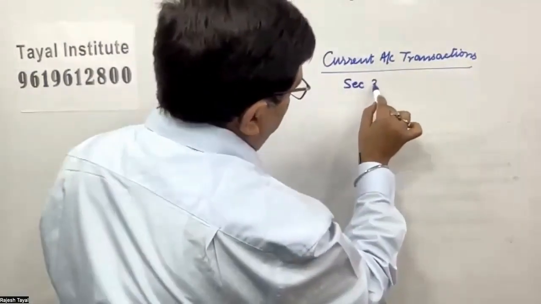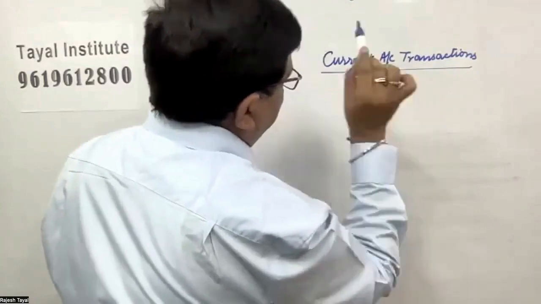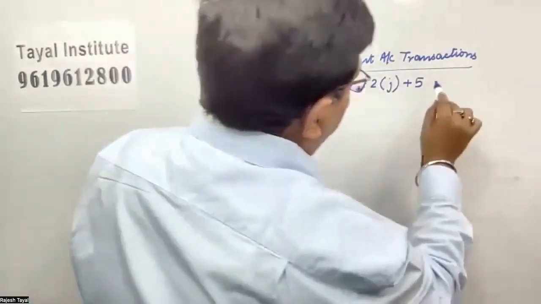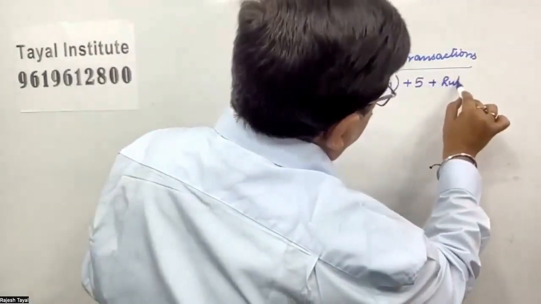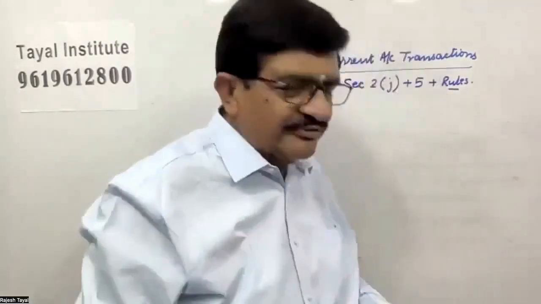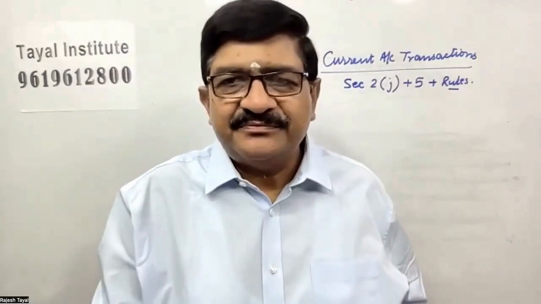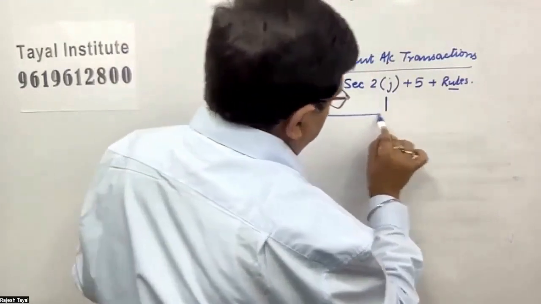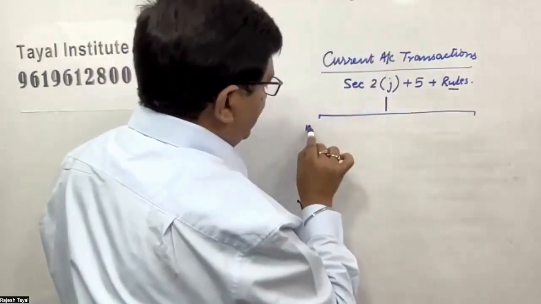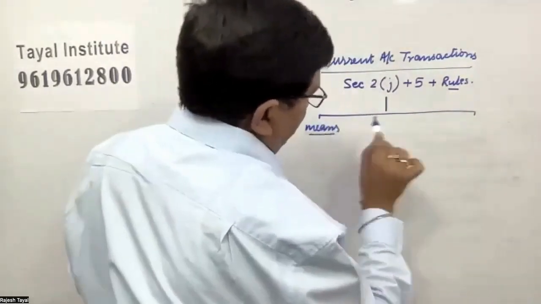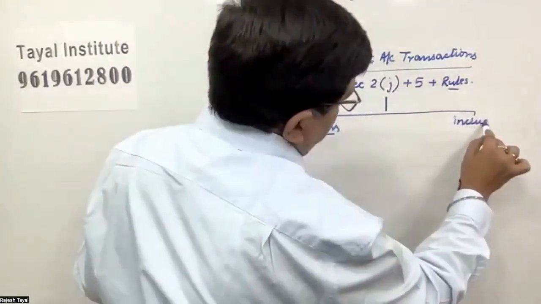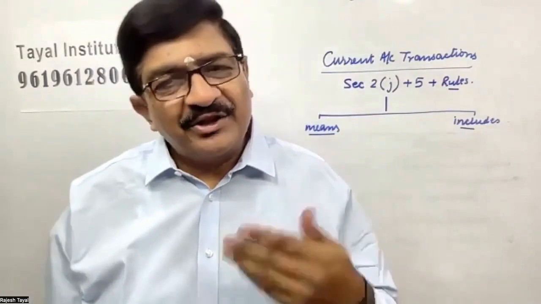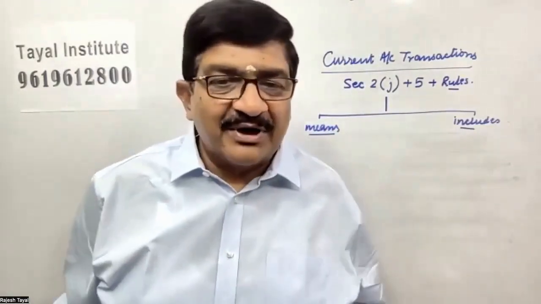Section 2 of J, read with section 5, read with rules for the purpose. Okay, section 2 we talked about. It means any transaction, and includes... I need not revise the whole story again. This is already in your notebook. So all transactions other than capital account transactions.